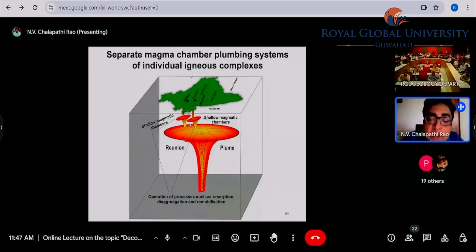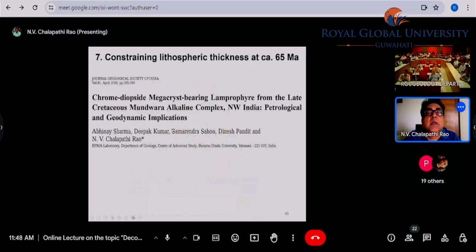So, if we look below at what lies beneath the alkaline complexes, the plumbing system, as I have shown, can be brought out by mineralogy. Geophysics can also prove the existence of such plumbing systems, and the presence of fossil plumes can also be established. This is in 3D, where we are looking at how they can be present below your plumbing systems.